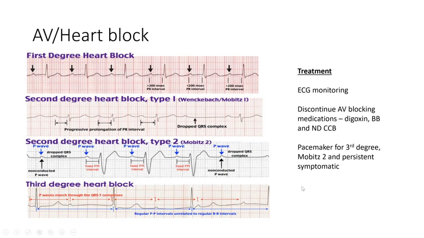The treatment of these patients with heart block would be initial ECG monitoring, of course. There may be medications that might be causing this, so we might consider discontinuing these medications, such as digoxin, beta blockers, and non-dihydropyridine calcium blockers. And for Mobitz 2 and third degree heart block, we need a pacemaker. Also, for those that are persistently symptomatic with heart block, we would want to give them a pacemaker as well.